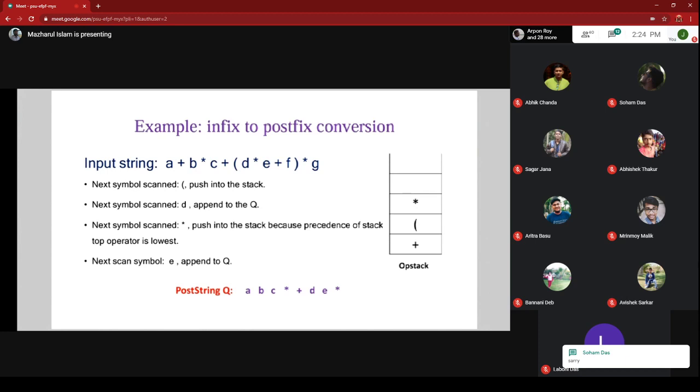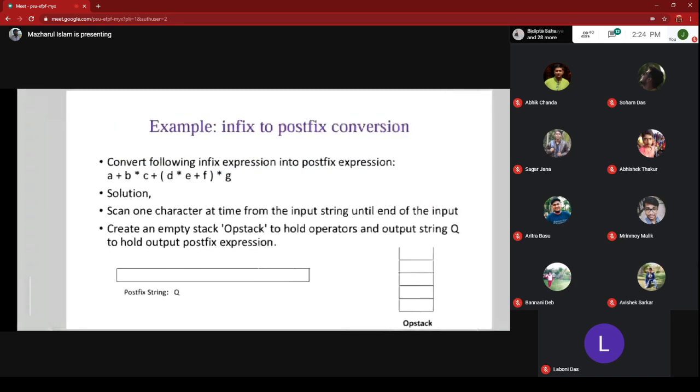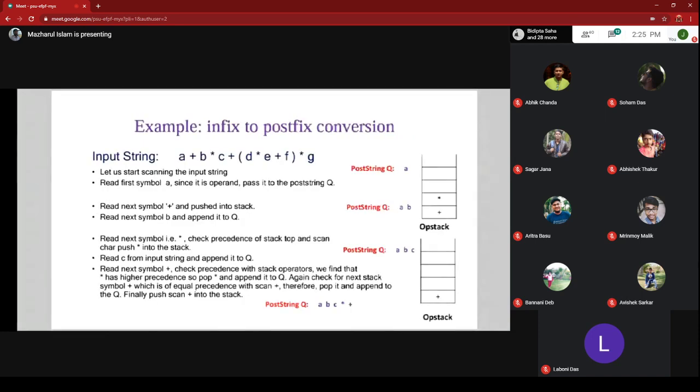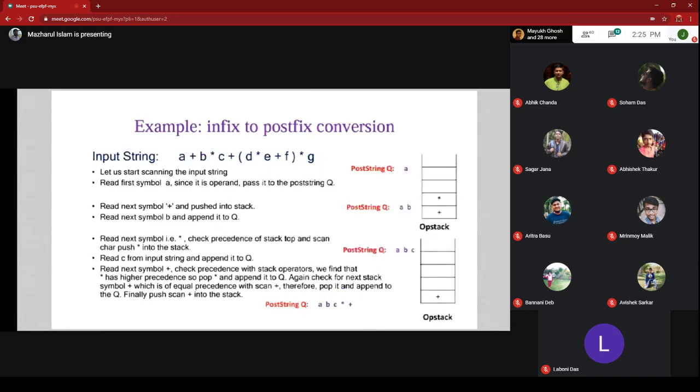Now this multiplication symbol will be pushed to the op stack because at the top of the stack there was no operator, so the 7B statement will be executed. What does 7B say? It says that if your scan character does not satisfy the 7A condition, push the operator on the op stack.